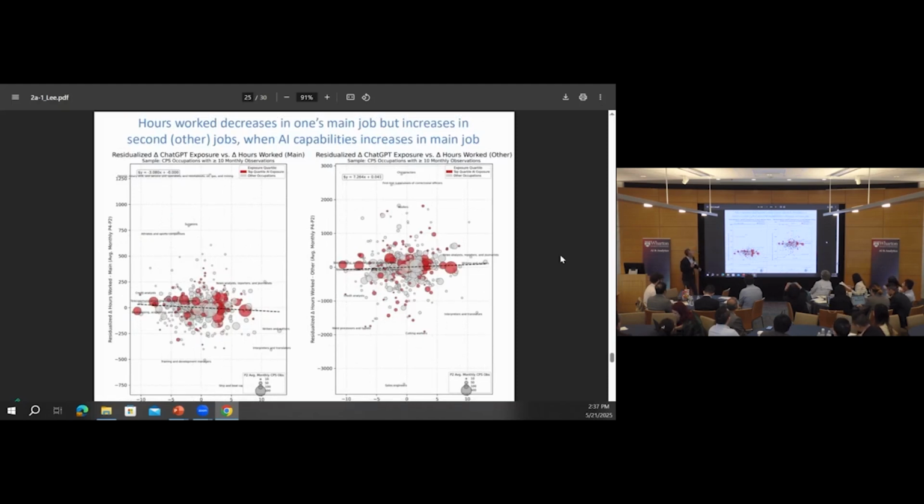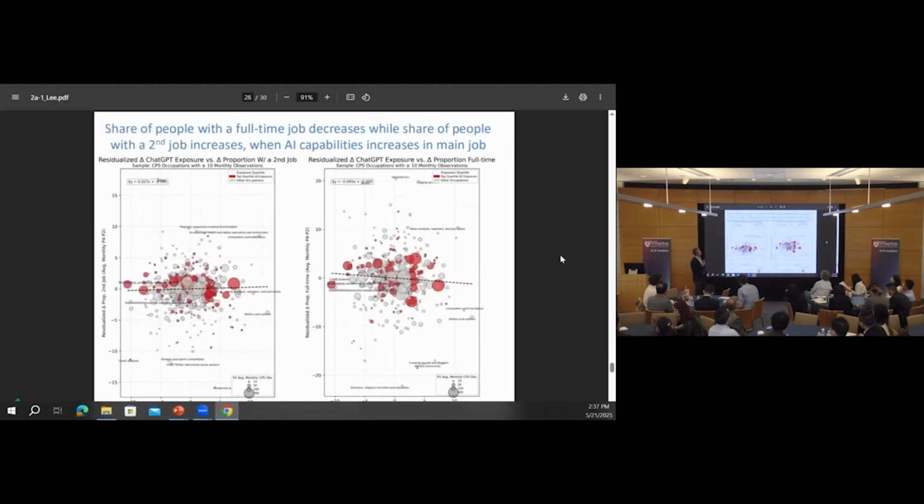Again, a big decline in hours worked and a slight increase in hours worked in other jobs as well. So some people are picking up other jobs. Those we're seeing as the change in AI exposure increases over time. Full-time share is also decreasing. So that's sort of the key result.